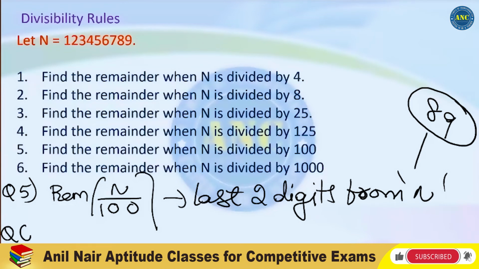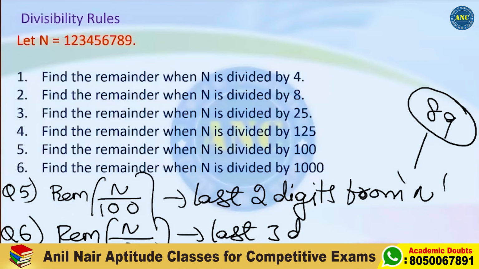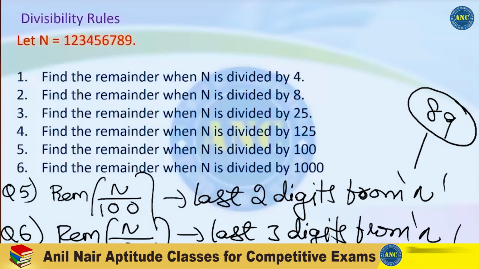Question number 6. When you divide a number by 1000, it is nothing but the last 3 digits from n. Only take the last 3 digits from n. Last 3 digits from n is nothing but 789.